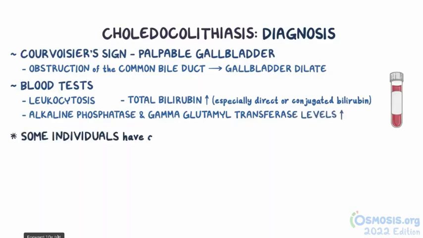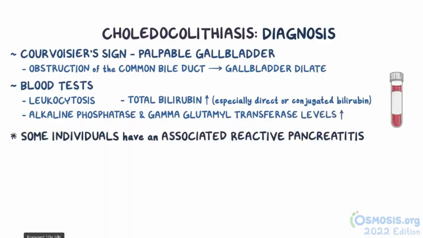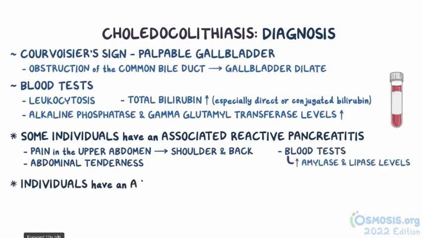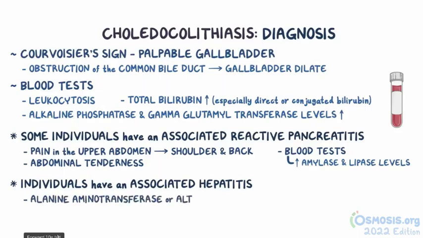Some individuals will have an associated reactive pancreatitis, which happens because the stones compress the main pancreatic duct. Pancreatitis can cause pain in the upper abdomen, which radiates into the shoulder and back, as well as abdominal tenderness, and blood tests will show high amylase and lipase levels. Other individuals will have an associated hepatitis because bile accumulates in the intra- and extrahepatic ducts. With hepatitis, alanine aminotransferase, or ALT, and aspartate aminotransferase, or AST, are also elevated.